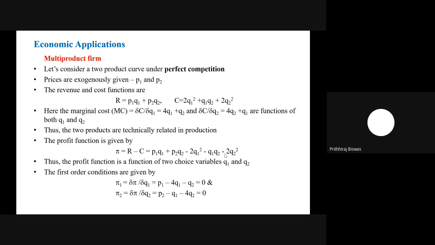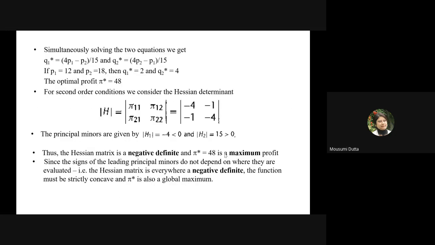Concave. Hessian. Yes, the function is strictly concave. So in terms of the Hessian, what do we need to prove? H1 must be less than 0 and H2 must be greater than 0. Basically, they have to alternate in sign with the first leading principal minor being negative. Very good. So once we get up to this optimum profit, we have to go for the second order condition.